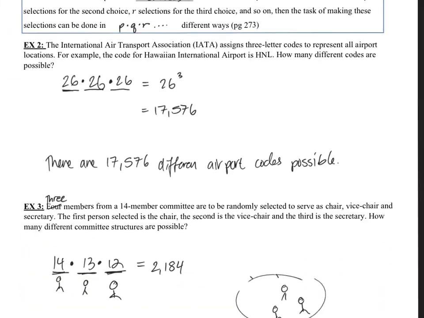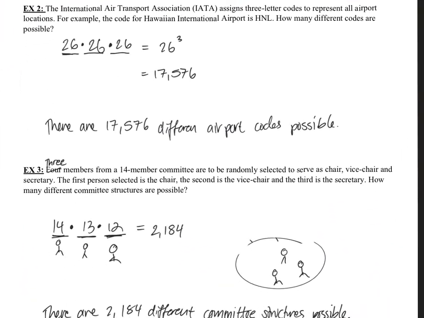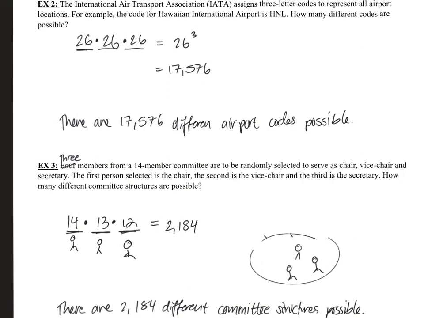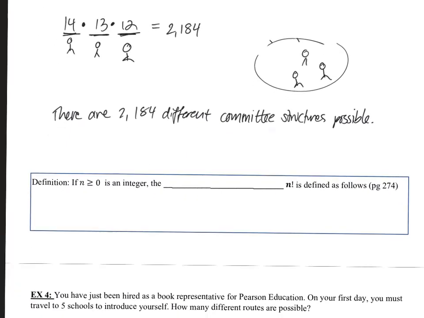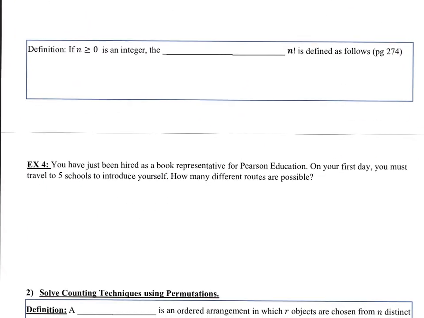So the main difference between these 2 problems, again, one of them, it didn't matter if you had repeating. You could have H 3 times and that doesn't matter. But for example 3, Bob cannot serve as the chair, the vice chair, and the secretary. That is not possible. You need to have a different person for each spot, which is why the way we calculated it changed. So let's introduce a new form of notation.